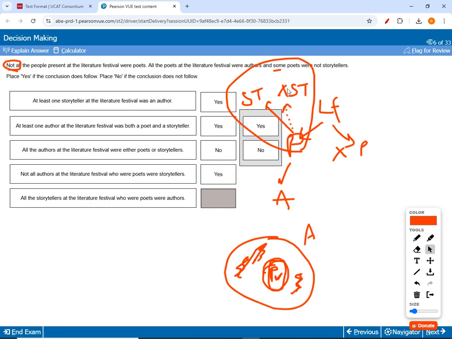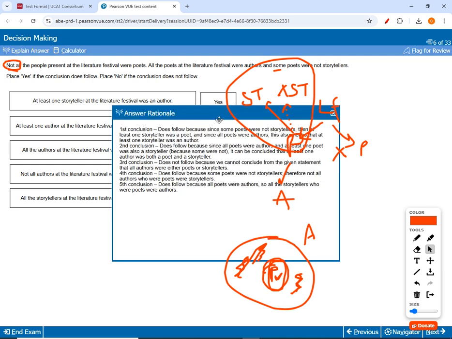All the storytellers who were poets, so poets who were storytellers, were authors. Agreed. Anything in this bubble will be an author. So the answer is a big fat yes. So we got yes, yes, no, yes, yes. Quick one: what was the learning? The wording was not all. Anytime there's not all, use two solid arrows. Anytime we see some, use dotted lines. Anytime he says poets are authors, whoever is in this circle will end up becoming an author. Now let's see how many of them we got wrong.